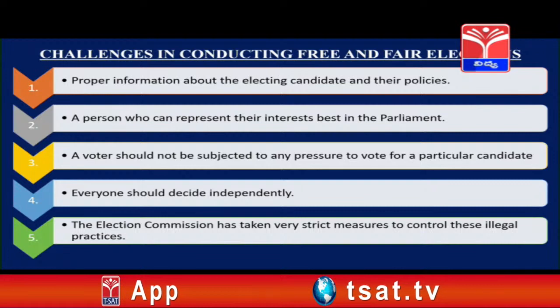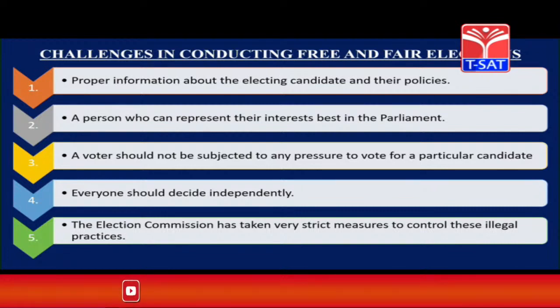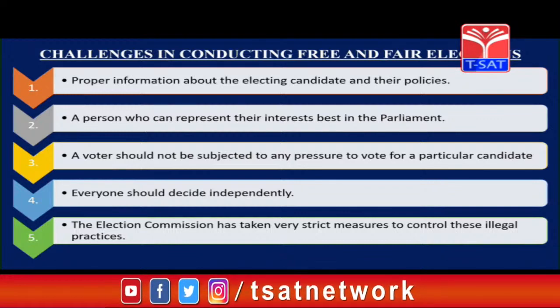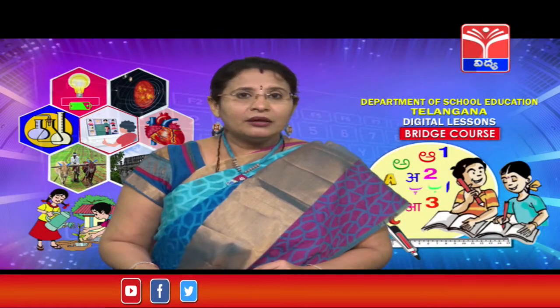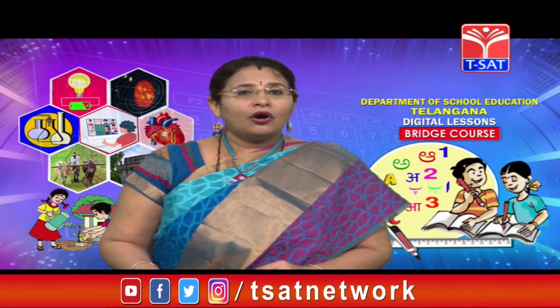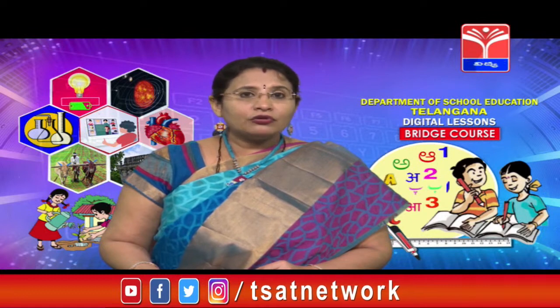And every person should decide independently. No person should come under the pressure of others. They should not be influenced by others. They have to take their own decisions and elect the candidate. And the Election Commission has to take some strict measures to control some illegal practices. Yes children, many illegal practices happen during the times of elections. That means money will be given, and some food or other material gifts will be given to the voters.